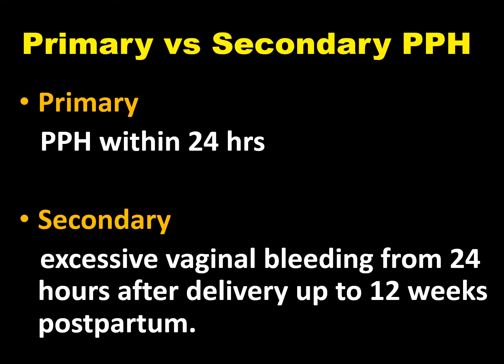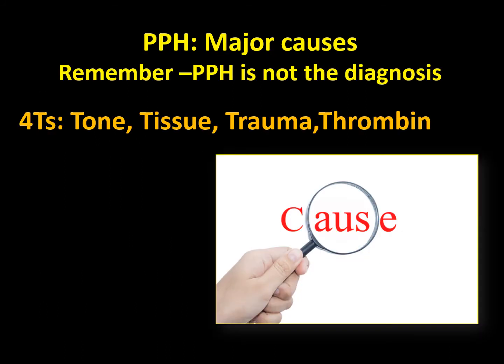We have primary postpartum hemorrhage within the first 24 hours of delivery, and secondary where there is excessive vaginal bleeding from 24 hours after delivery up to 12 weeks postpartum. The older definition was 6 weeks, but this was increased to 12 weeks postpartum. The major causes of PPH are the 4 T's: tone, tissue, trauma, and thrombin.